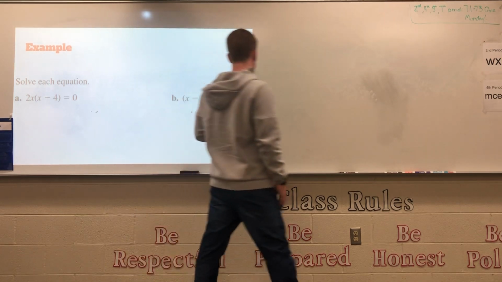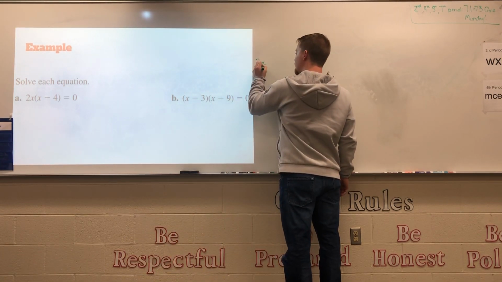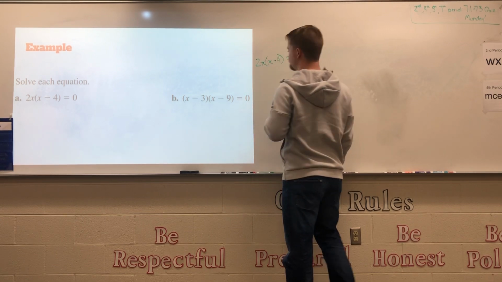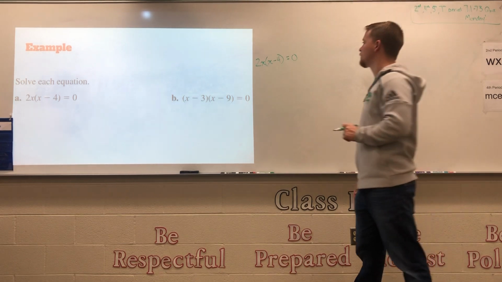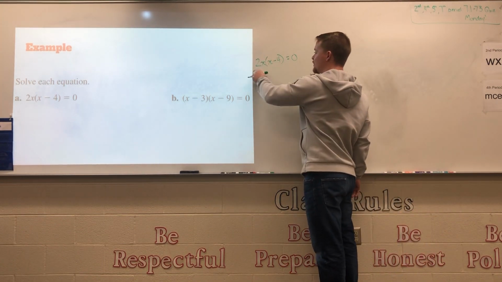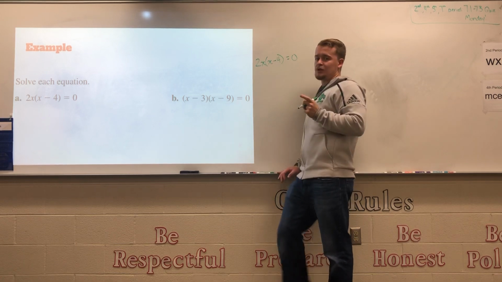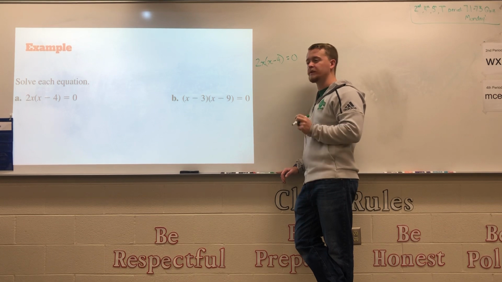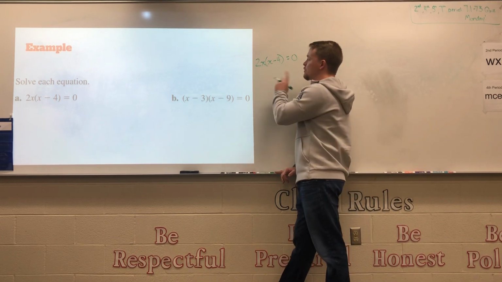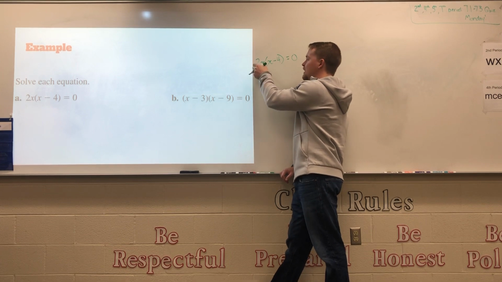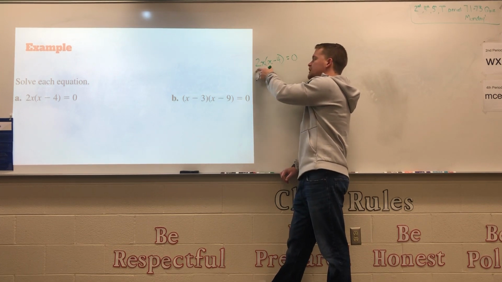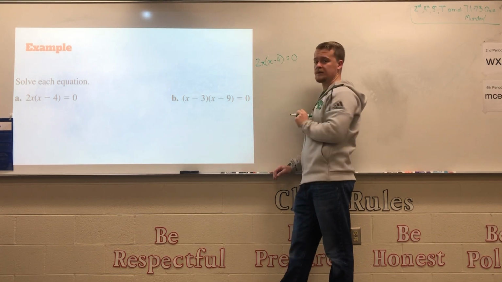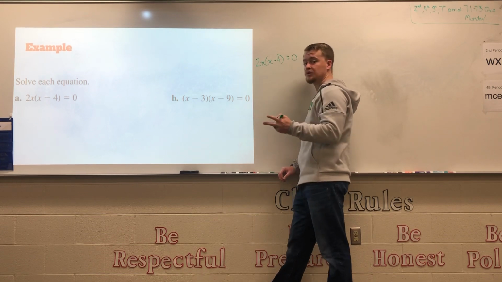So the first one, we have 2x times x minus 4 equals 0. So again, this is factored form because this has not been distributed through yet. It's factored out. So whenever you have this, you have to set each individual factor equal to 0 and solve. So here we have two factors. We have 2x and we have x minus 4. So that means we're going to have two different problems where we set this equal to 0 and that equal to 0 and we solve. So we'll have two answers on this.